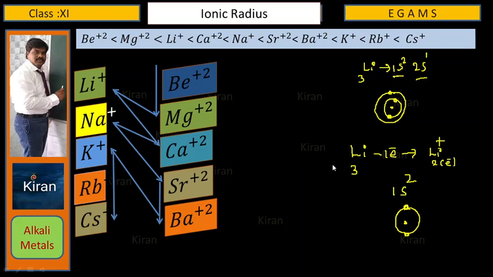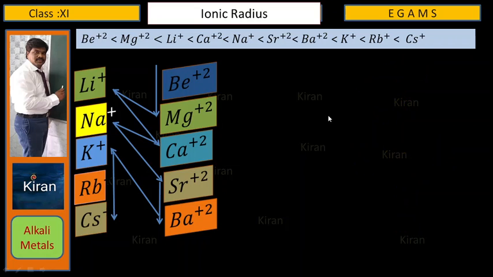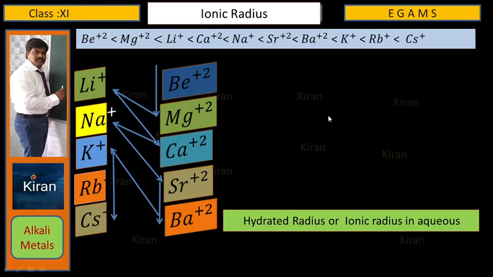This is about the ionic radius order. Whatever the elements given in the MCQs, you have to first draw the pattern, then you can go for the perfect order. Hydrated radius: always ionic radius is directly proportional to the hydrated radius. The smaller atom has high hydration energy.